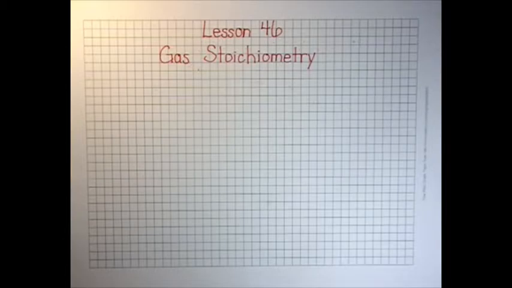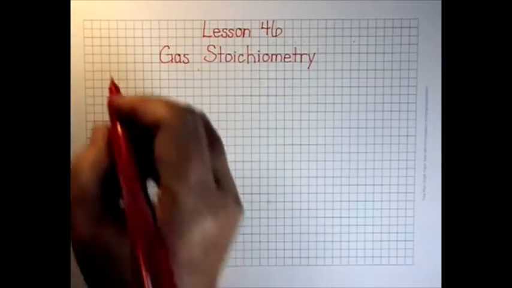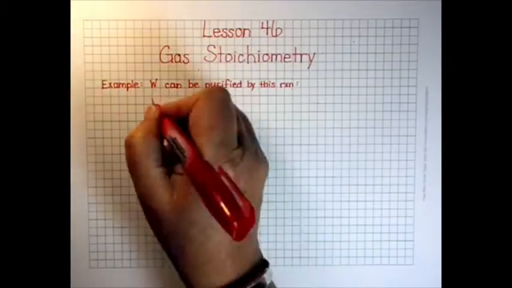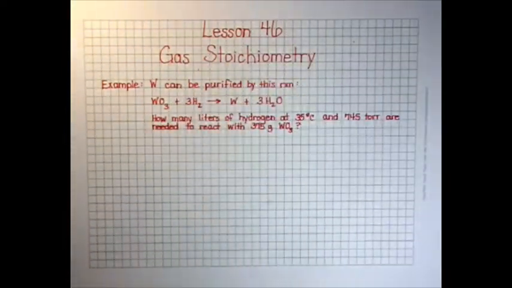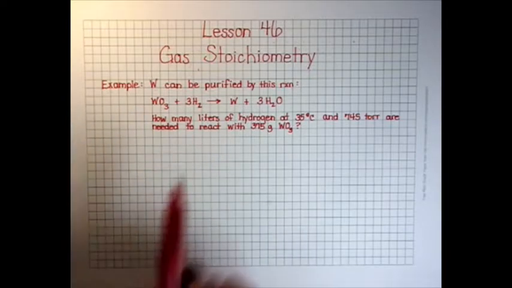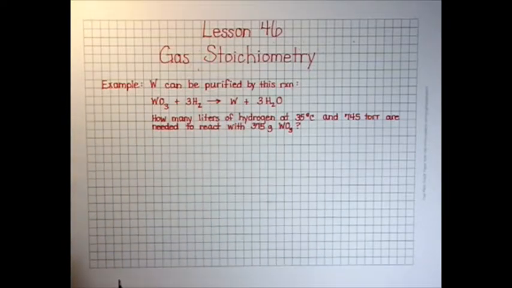The stoichiometry map, although it makes things much easier, also makes things a lot more boring. So let's do our example. We're trying to purify some tungsten by reacting it with hydrogen gas to produce pure tungsten and water. Let me change colors here just for the sake of separating the problem from the solution.